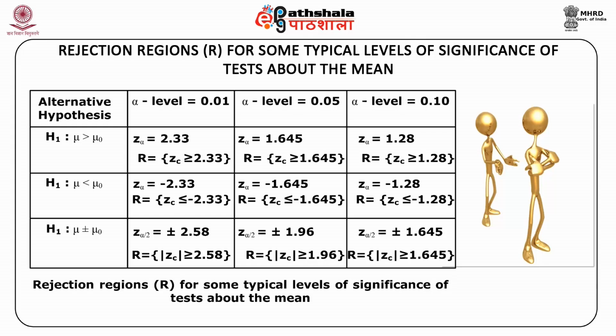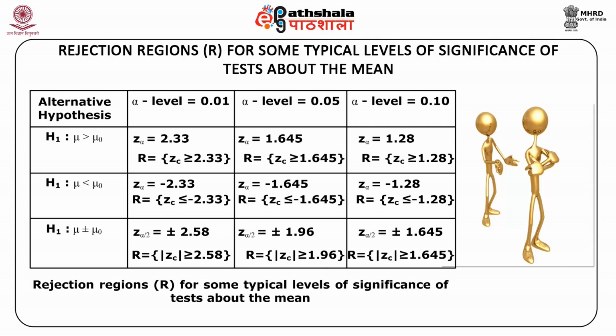As can be seen in the table below, for the alpha levels 1%, 5%, and 10%, and the upper tail test, we have the Z critical values 2.33, 1.645, and 1.28 respectively, which is defining the rejection regions as any Z value which is greater than or equal to any of these critical values for the respective alpha levels. Similarly, for the lower tail test, the critical values of Z will be having a negative sign.